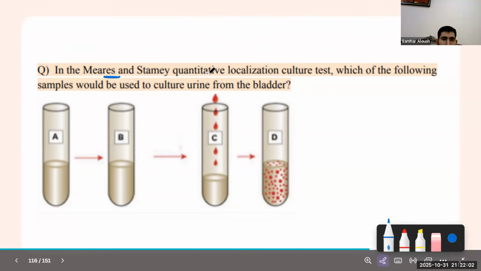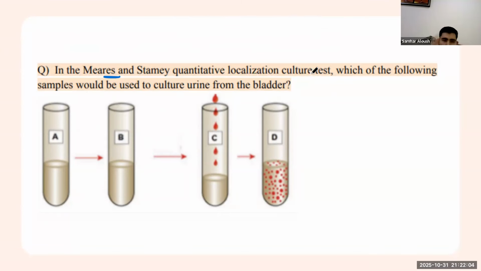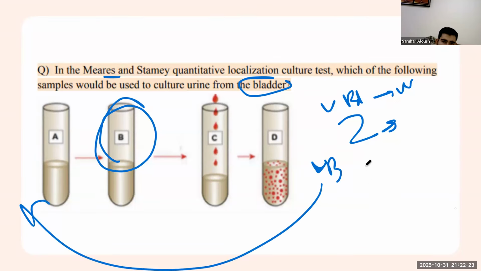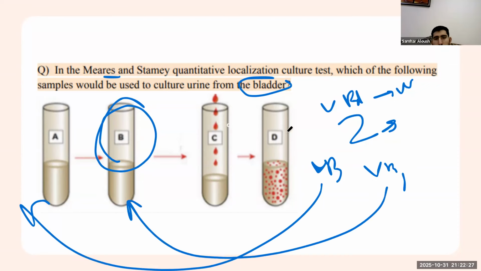Next is the Meares-Stamey quantitative localization culture test, which we explained a little while ago. Which of the following would be used to culture urine from the bladder? We agreed that VB1 is urethra, 2 is bladder, so we choose the second tube. I know it's a very stupid question, but it came and you must memorize that VB1 is urethra, which is A. VB2 is bladder, which is B. C is EBS. Understood? But they will only ask about B or A anyway.